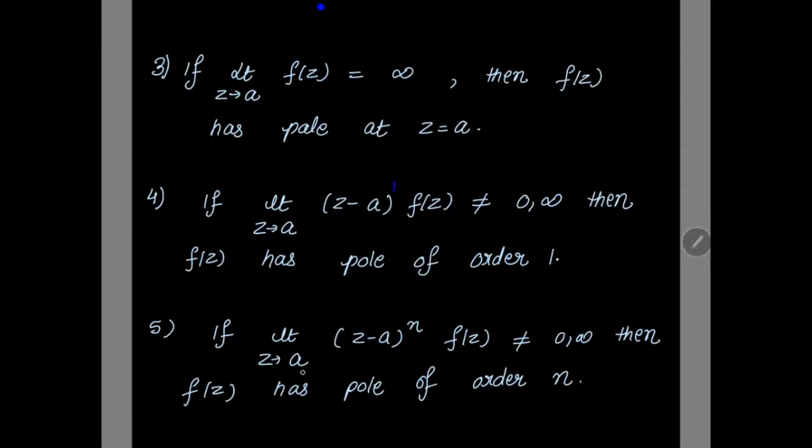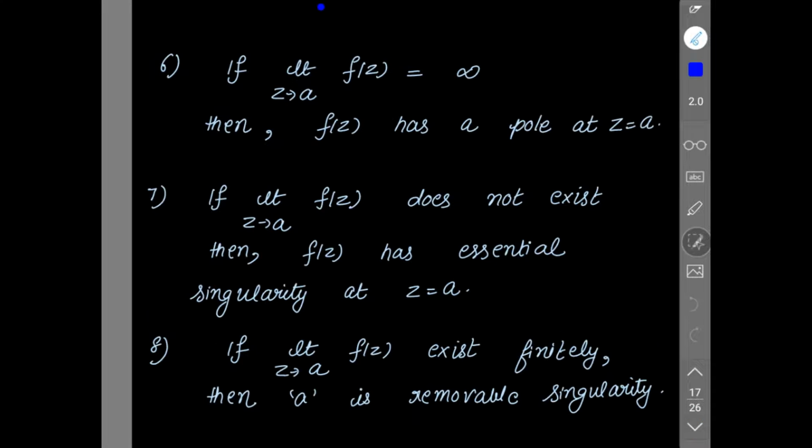And if the limit as z tends to a of (z minus a)^n f(z) is not equal to 0 or infinity, then f(z) has a pole of order n. So here the power is n. Then if the limit does not come out equal to 0 or infinity, you have a pole of order n. Then, if the limit as z tends to a of f(z) is equal to infinity, then f(z) has a pole at z equal to a, right?